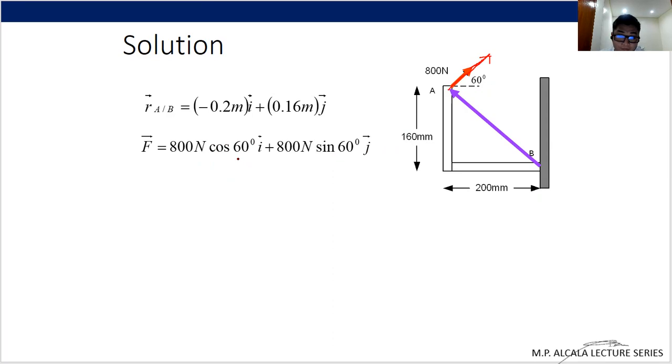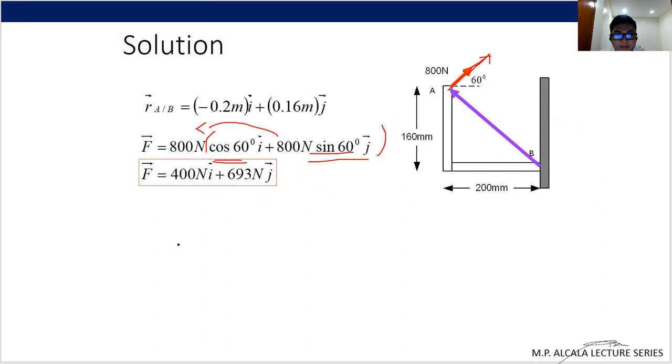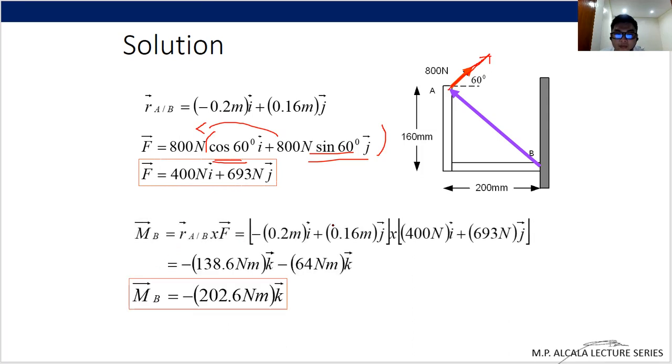So, parang nagkaroon tayo dito ng, ito yung kinukuha natin. This is the unit vector. Okay, the unit vector. So, you can factor out first 800 tapos yung cosine i and the sine 60 degrees j is simply your unit vectors. So, giving us the force to be that.